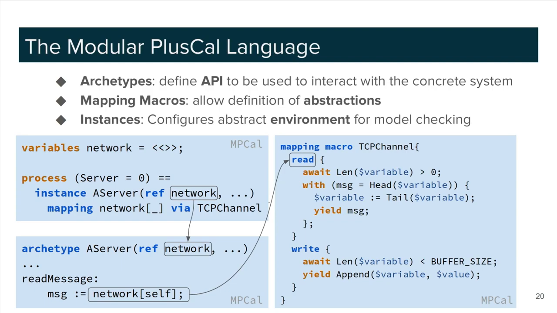So here's a smorgasbord of the language we're defining. Don't worry, we're going to go through the actual details in the next few slides. But just to point out, we have our little example there, which is some kind of a server that's reading the network. We have an instantiation of it to be explained later, and we have a mapping macro to be explained later. You'll notice that's very similar to the original PlusCal code, just templated on a bunch of stuff, which defines what a network read should actually look like in model checker land.